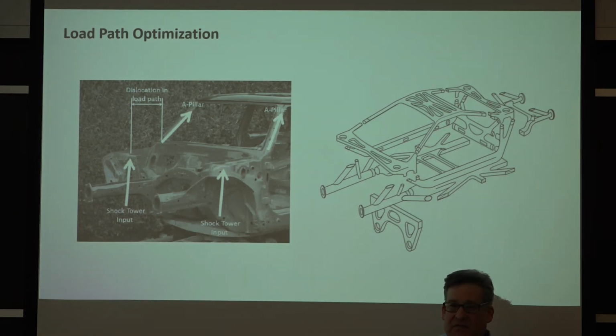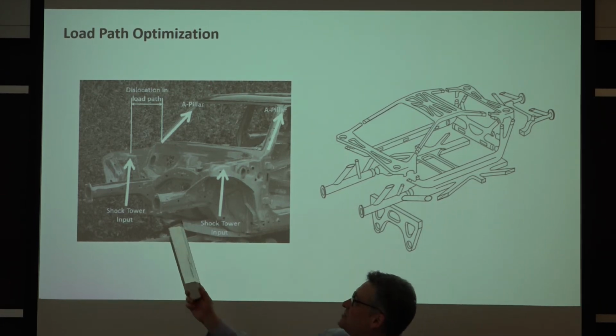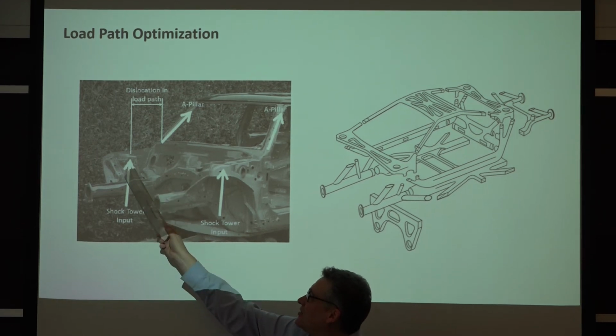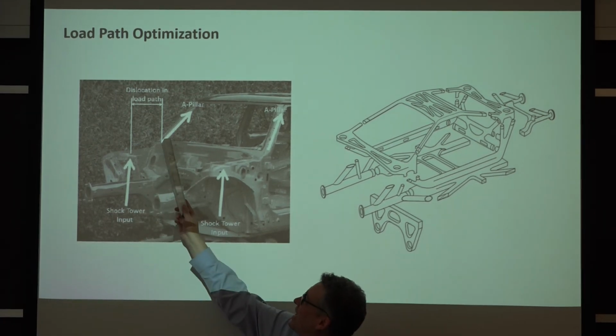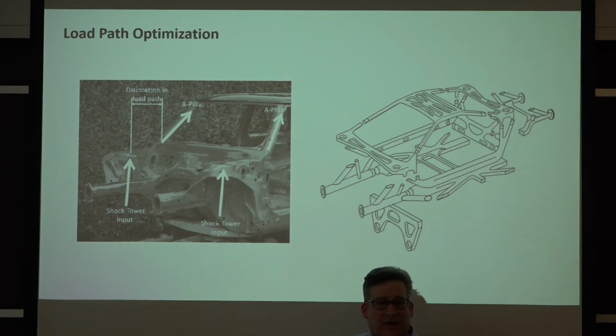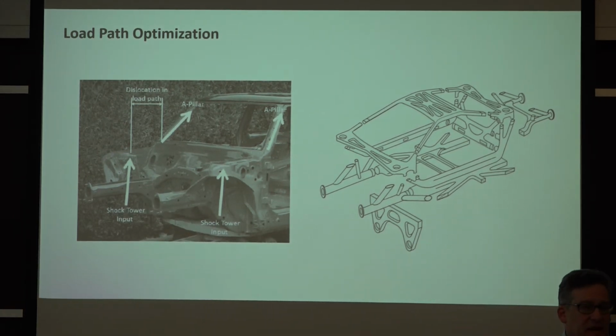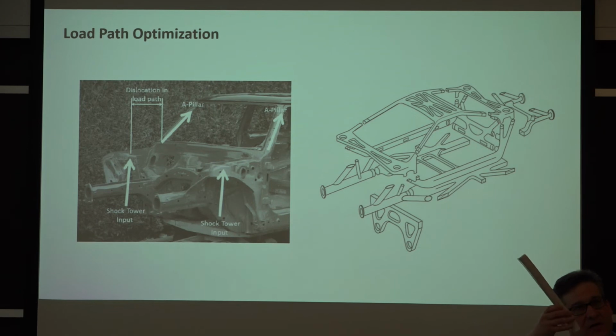For optimum bending, it's efficient to have the load that's put in the shock towers go through the entire structure, including the roof, to the rear shock towers. That's efficient, right? But in most cars, there's this dislocation. There's the shock tower here, and then there's the A-pillar here, which goes over the roof and down to the C-pillar and to the rear shock tower. But there's this big gap between them. It's not an efficient load path, right? You've got one force here and one force here, and you've got this big void in between where there's no structure taking up the load.